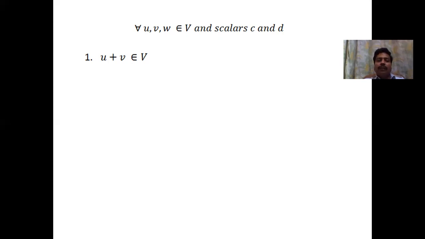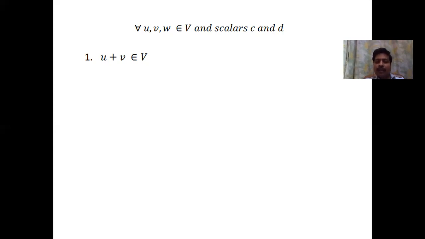So here, if I take V as a set of gases, let u be hydrogen and v be oxygen. And u plus v is water. Water is not a gas, so that is not in V. So that set does not satisfy this property, so that is not a vector space. A vector space should satisfy all these conditions.